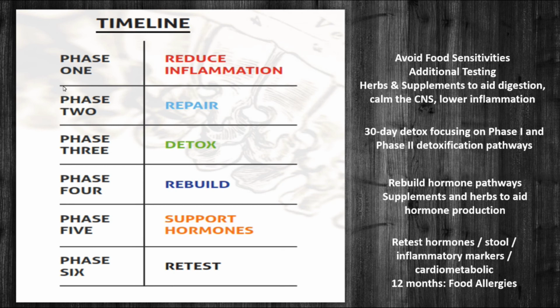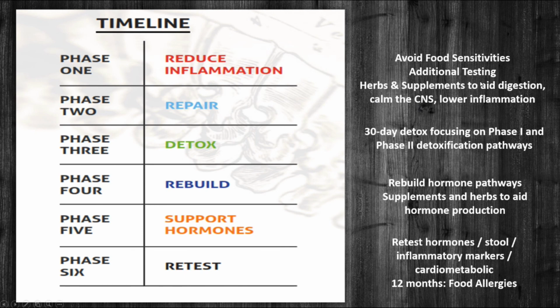So phase one, though, is we're working on reducing inflammation. So working on avoiding our food sensitivities, finding those replacements, and then getting some additional testing as far as how we need to start uncovering where some of these causes are coming from. And then we will recommend specific herbs and supplements, maybe to help with digestion, or maybe to help calm the central nerve system, or start to lower the inflammation inside of the body.